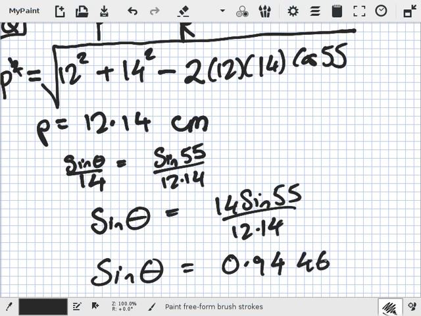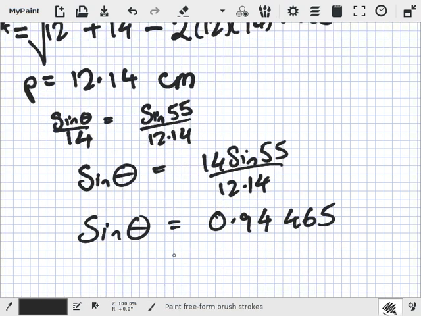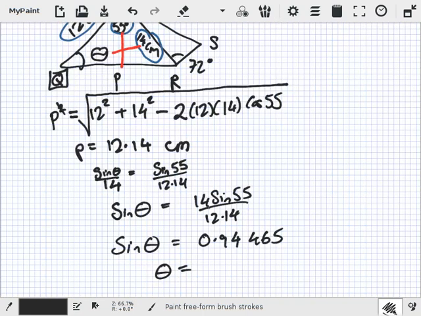0.94465. Okay. And then, if you have that on the calculator, if you could do sine inverse, now we can get to theta. Say again? 70.84. Okay, 70.8 then. Seems fine to me. Yeah?